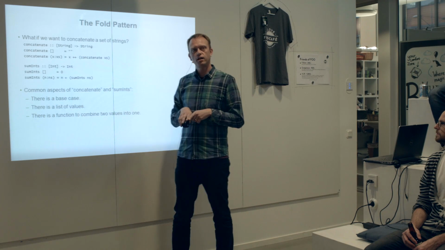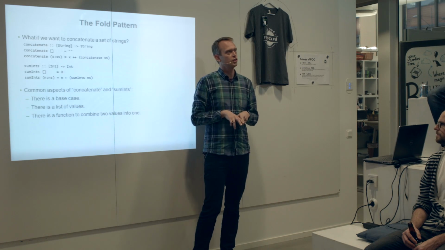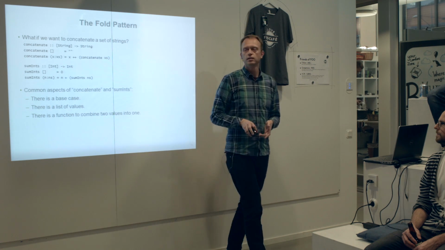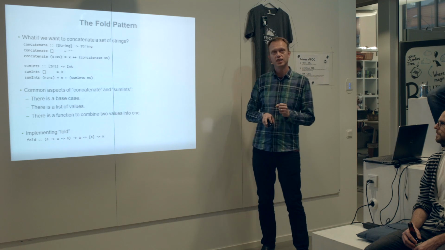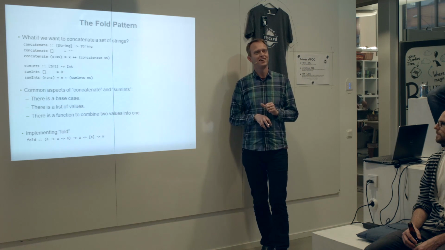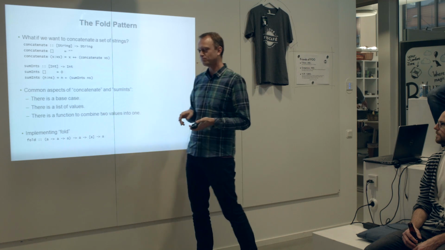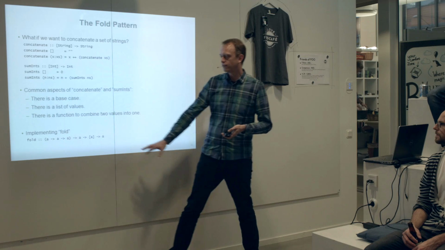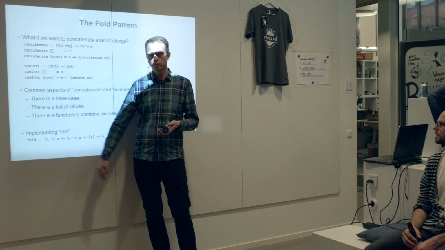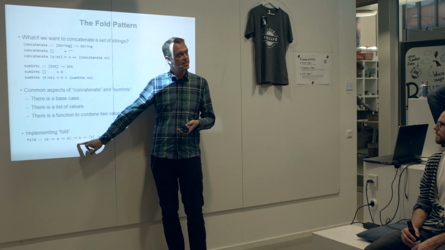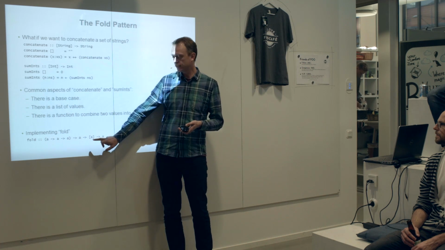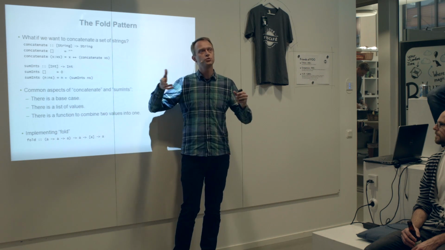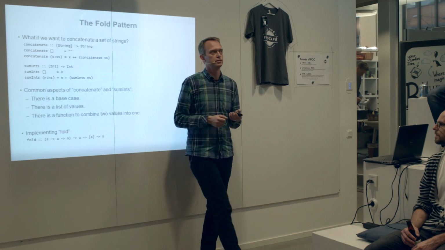So why don't we write a new function, a higher order function, that captures these aspects instead? Let's call it a fold. Anybody heard of fold before? Some of you? All right. You might understand where this is going then. So a fold takes a function that takes two values, it takes a base case, and it takes a list of values, and returns the result of what you get when you use this function over and over again to fold the list.